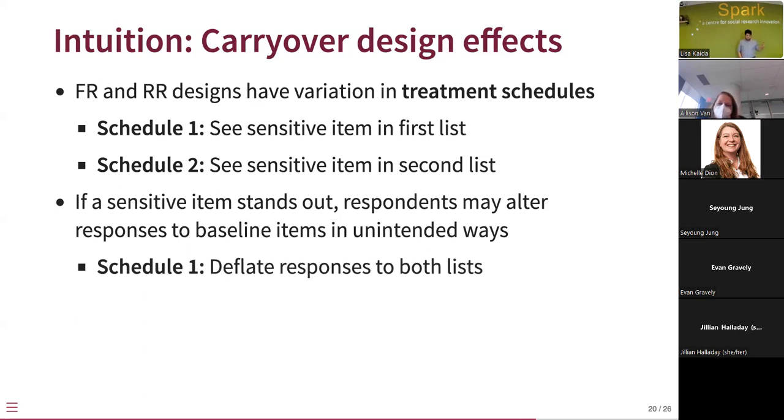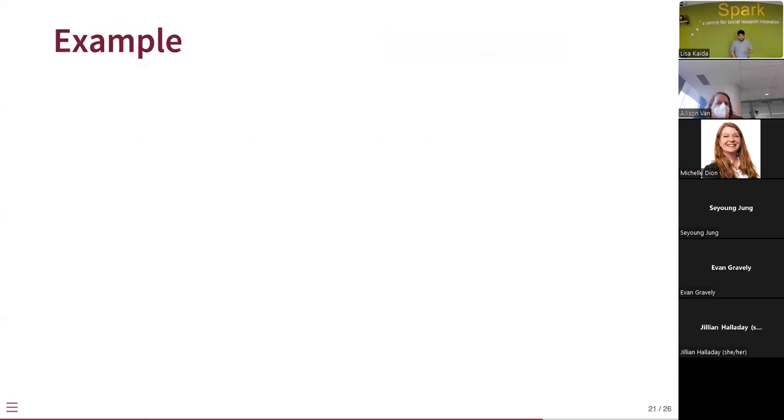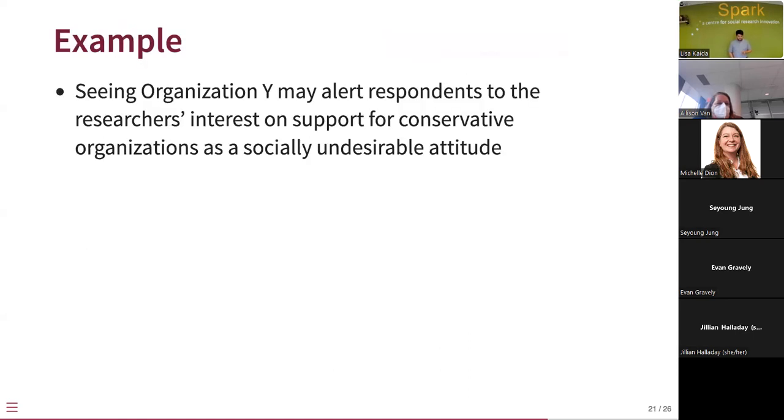if you are in schedule 1, you see the sensitive item in the first list, you have the opportunity to change your answer to the first list and the second list. If you are in schedule 2, you see the sensitive item in the second list, you can only, in this case, deflate your responses to the second list only. Let me clarify this with an example.